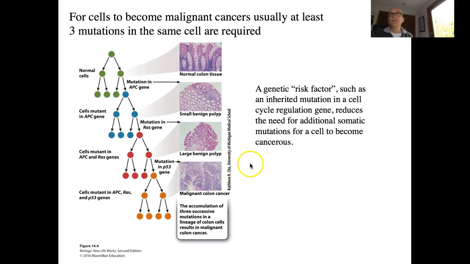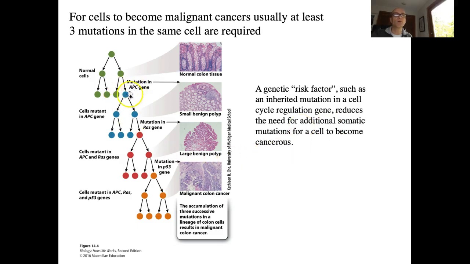The risk factor that you sometimes hear about when you hear about people with certain disease risk factors has to do with inherited mutations that already come inherited to the person with the risk factors. So the risk factor is, for example, already having been born with a mutation in one of these genes, so that the accumulation of only 2 additional mutations would then lead to the formation of cancer. And so therefore a genetic risk factor, such as an inherited mutation in a cell cycle regulation gene, reduces the need for additional somatic mutations for a cell to become cancerous, right?